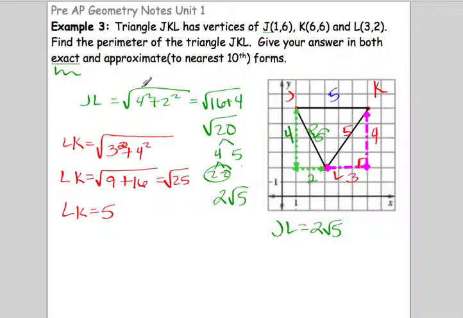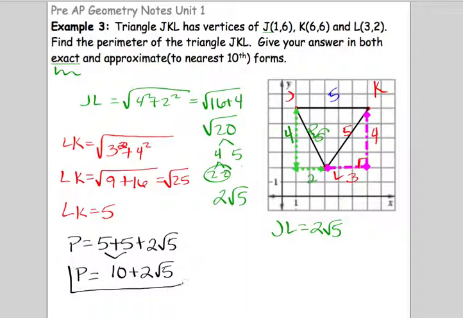So to do the perimeter here in exact form, we need to add together 5 plus 5 plus 2 root 5. To simplify these, we can combine the 5 and the 5 and then just say that the perimeter equals 10 plus 2 square root 5.